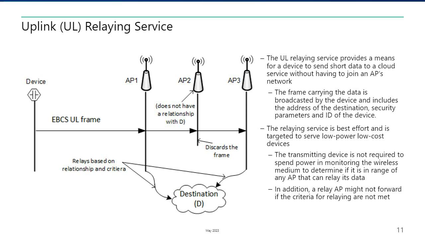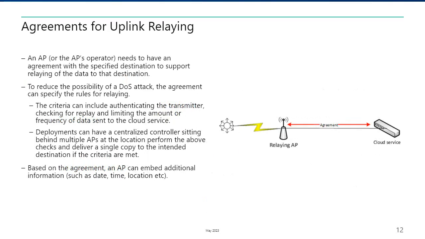Also, in addition, the relaying AP might not forward the received message to the server in the cloud based on selection criteria deployed and employed at the specific APs. For that, there needs to be an agreement for uplink relaying services between the relaying AP and the potential cloud service provider.